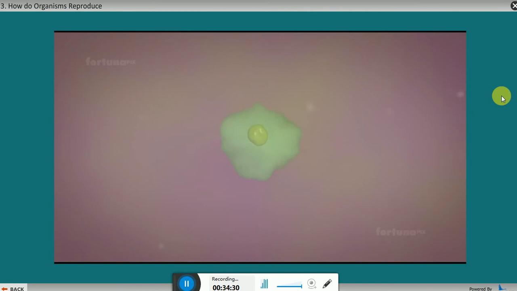With this method, the nucleus will divide by mitosis, a process that produces two daughter cells that have the same number of chromosomes as the parent cell. After the nuclear division, the cytoplasm will divide into two equal parts, which will eventually become two amoebae.